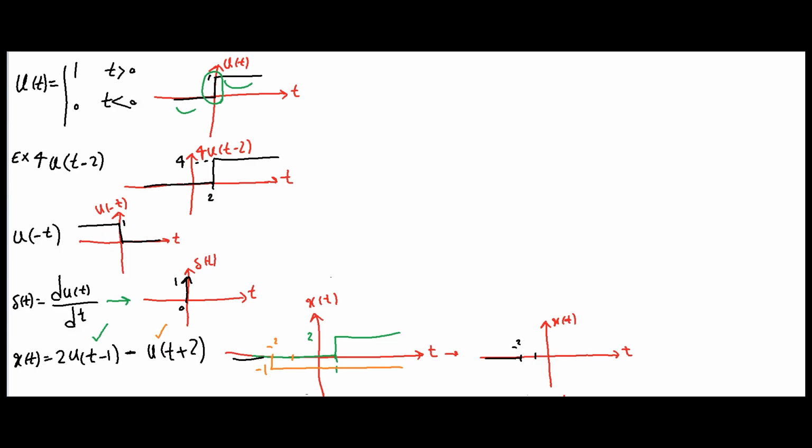For times less than -2, it's completely 0. For the interval from -1 to 1, its value is -1. And for times greater than 1, it will be equal to 1.